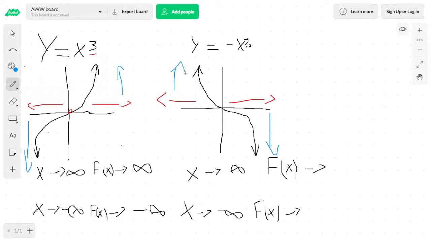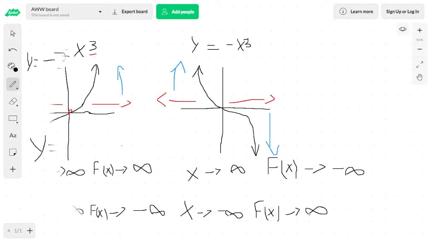That is the end behavior of a polynomial with a negative coefficient and an odd exponent. Recap: as x approaches positive infinity, f of x approaches negative infinity, and as x approaches negative infinity, f of x approaches positive infinity. Now, knowing these four basic polynomial end behaviors, we can apply them to real problems.